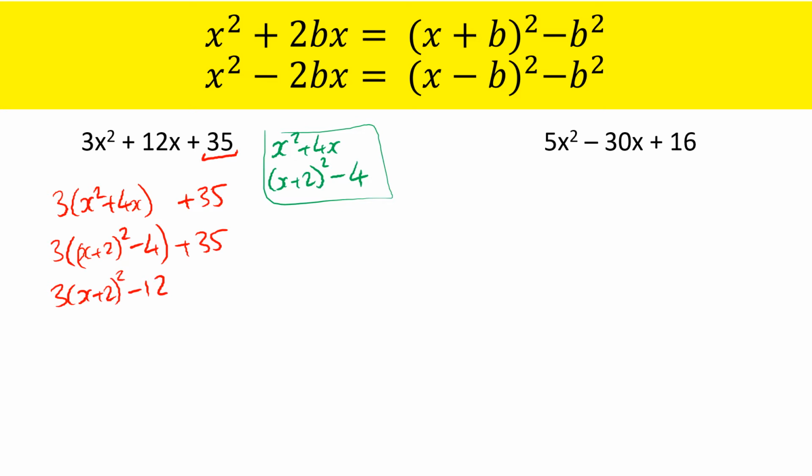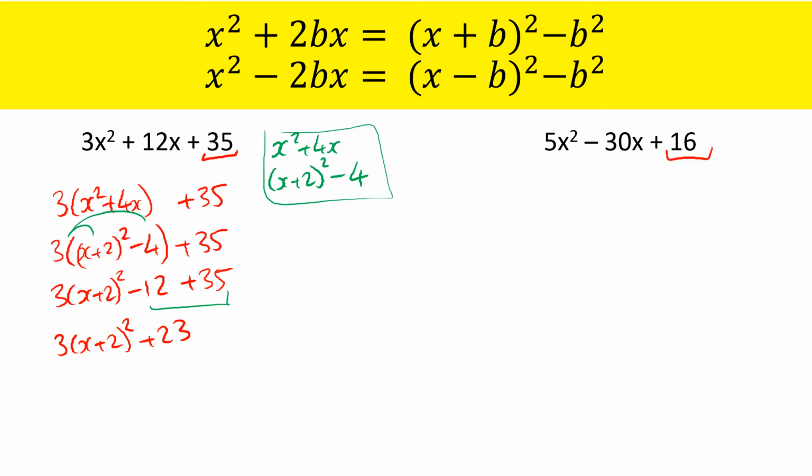So we'll do 3 lots of the bracket and then 3 lots of 4 for the minus 12. And we've still got this plus 35 that we've done nothing with. And now finally, we'll bring those two things together. We'll say we've got 3 lots of x plus 2 all squared plus 23. So you just ignore it and you factor it in at the end.